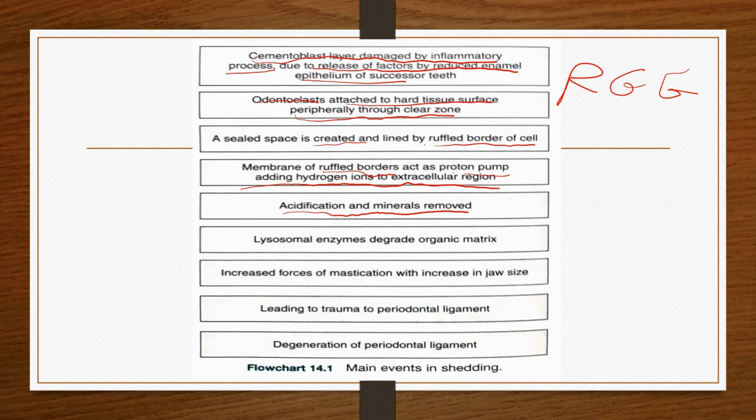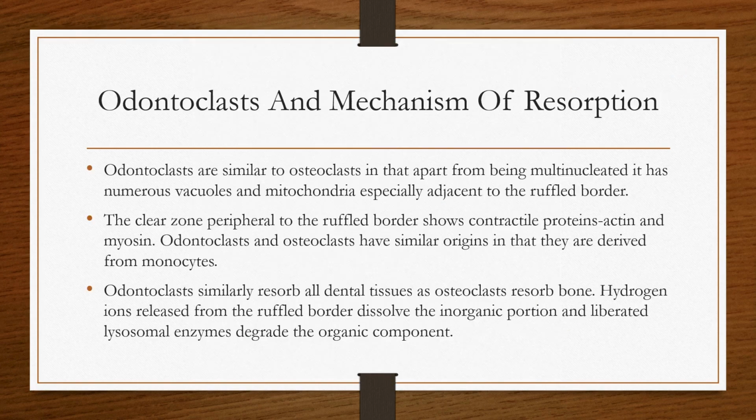When the inorganic matter gets resorbed, what will happen? There is exposure of the organic matrix, which is digested or degraded by the lysosomal enzymes released from the resorbing cell. Increased forces of mastication with increase in jaw size will lead to trauma to the periodontal ligament of the deciduous teeth. There will be degeneration of the PDL. Okay. Odontoclast and the mechanism of resorption. This is the proper mechanism.